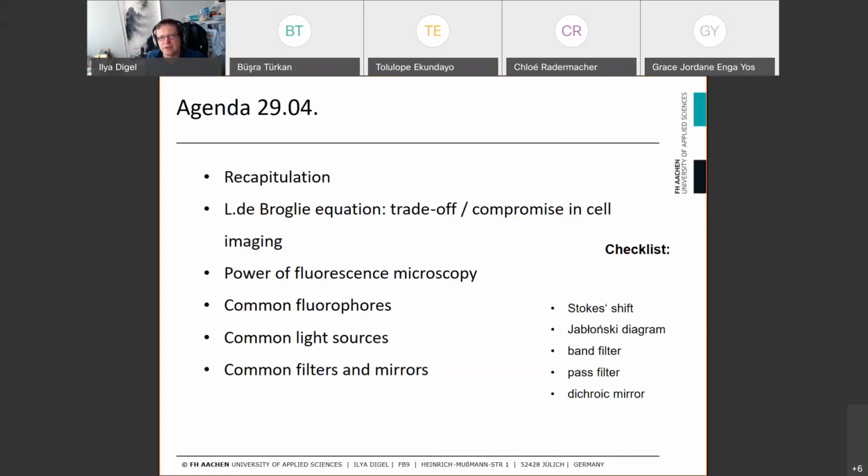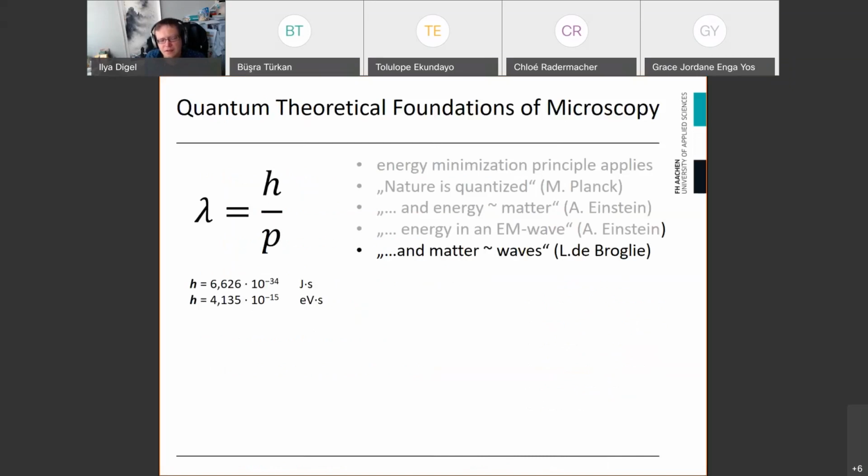Today, we will begin with the so-called Louis de Broglie equation, which will illustrate some important compromise, or we can call it trade-off, that need to be made in cell imaging. Let's go ahead. The formula I'm talking about, many of you probably already know, and it's very easy to remember if you need, due to its simplicity.